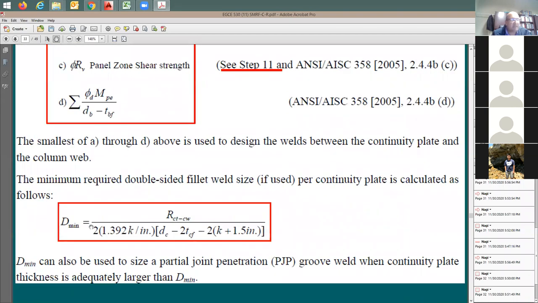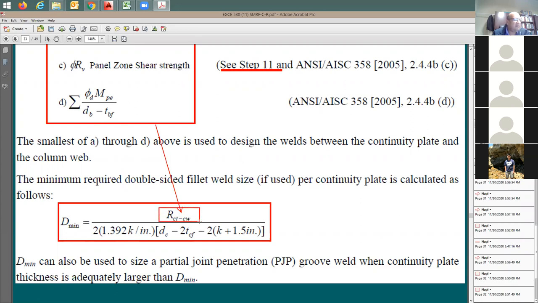If you remember, D is going to be the number of sixteenths of an inch. Do you guys remember the 1.39? If you look at the welded connection, that was the amount of shear strength per inch, per 1/16 of an inch. That was the value that we used there. So it says take the smallest of all of these. Where's the smallest of all of this? I'm going to say this gives me the smallest value of all of these four items.